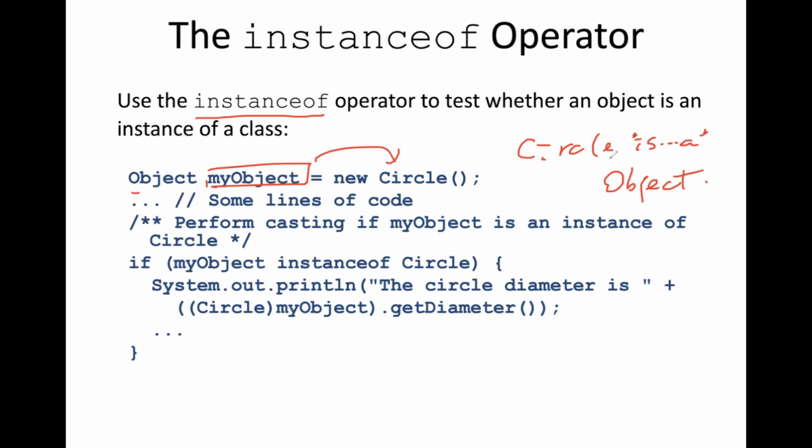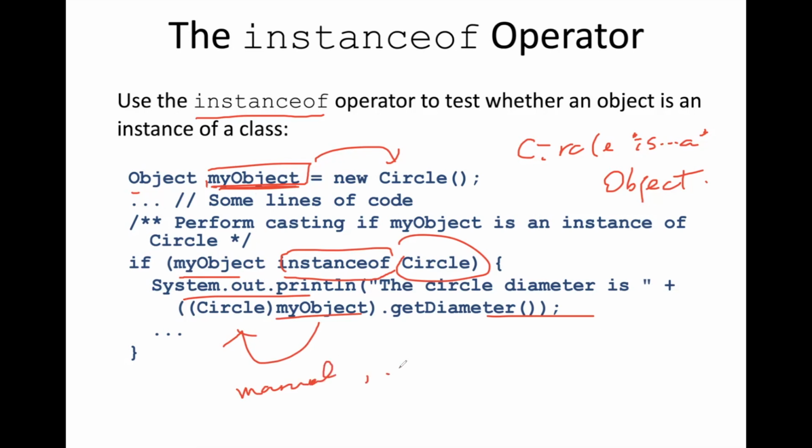Before doing anything with your myObject, we can use instanceof to double check whether this myObject is of the circle type. If so, then print this out. Then you can safely and manually, or explicitly, cast myObject to a circle object and get its diameter.